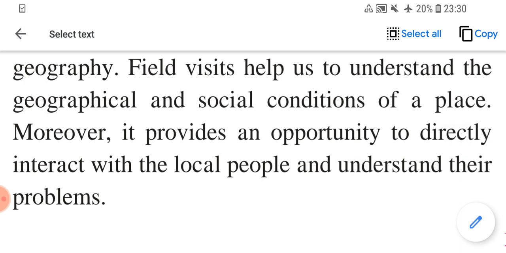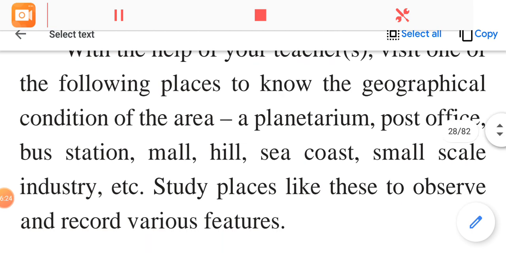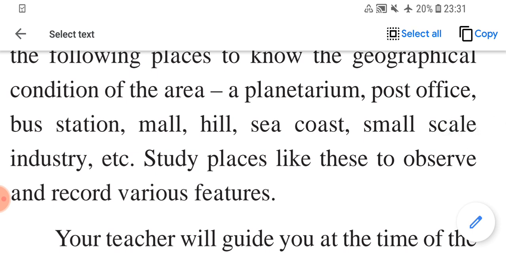Moreover, it provides an opportunity to directly interact with the local people and to understand their problems. What does it tell us? It is providing us an opportunity to have a direct contact with the people living over there and to understand their problems. With the help of your teachers, visit one of the following places to know the geographical condition of the area. If you have time, you can go with the teachers to visit one of the places, that is a planetarium, post office, bus station, mall, hill, seacoast, small scale industry, study places like these to observe and record various features.